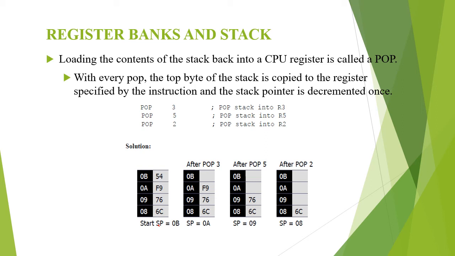Next, SP will be decremented by 1. So it will now have the value 09. That is, SP will be pointing to the 09 location. So pop 5 means the value in 09, that is 76, will be copied to register R5. Again, SP is decremented by 1. So it will now be pointing to the 08 location. So pop 2 means the content in the 08 location, which is pointed to by the stack pointer, 6C, will be copied to register R2. This is how the operation on stack is performed.